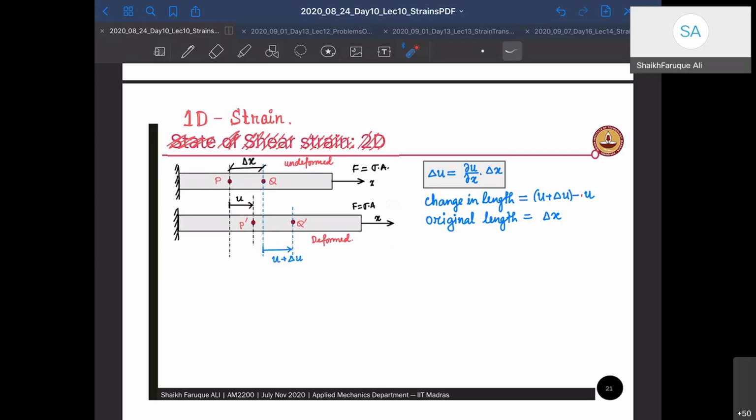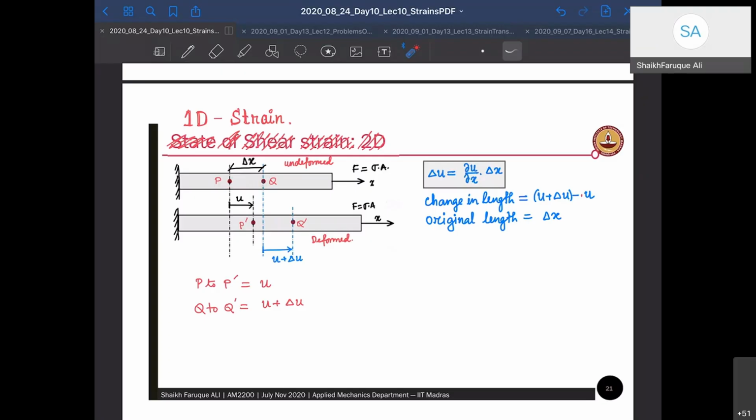Do you think that they will be equal? From P to P dash and Q to Q dash, do you think they will be equal? P to P dash is equal to U, and Q to Q dash is equal to U plus del U. Why is this? Because x is not the same at P and Q. The coordinates of P and Q are not the same, and therefore, since it's an elastic material, if P has moved by a distance, Q will not move by the same distance. It can move by an extra distance, right?